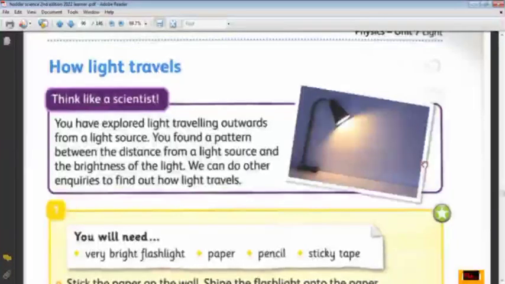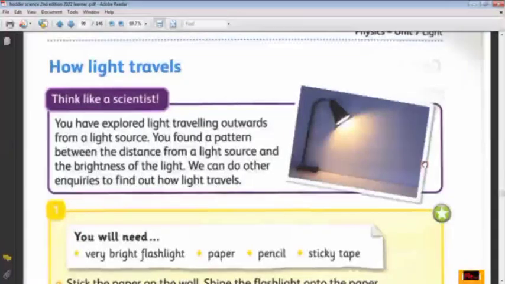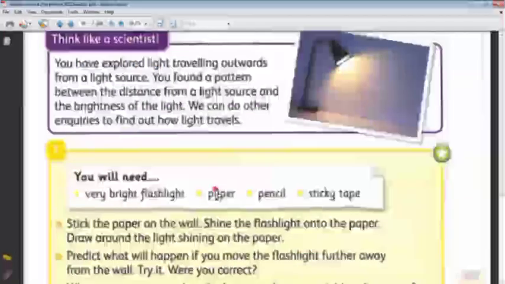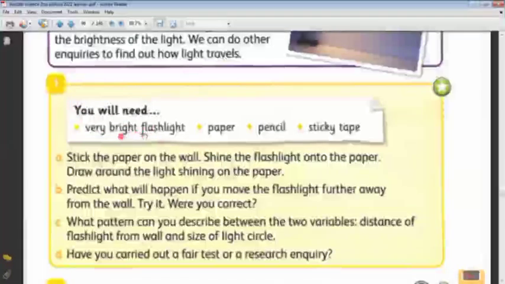We can do other inquiries to find out how light travels. But we can see this in this activity. You will need a very bright flashlight, paper, pencil, sticky tape. These are the tools that we need to do this activity.